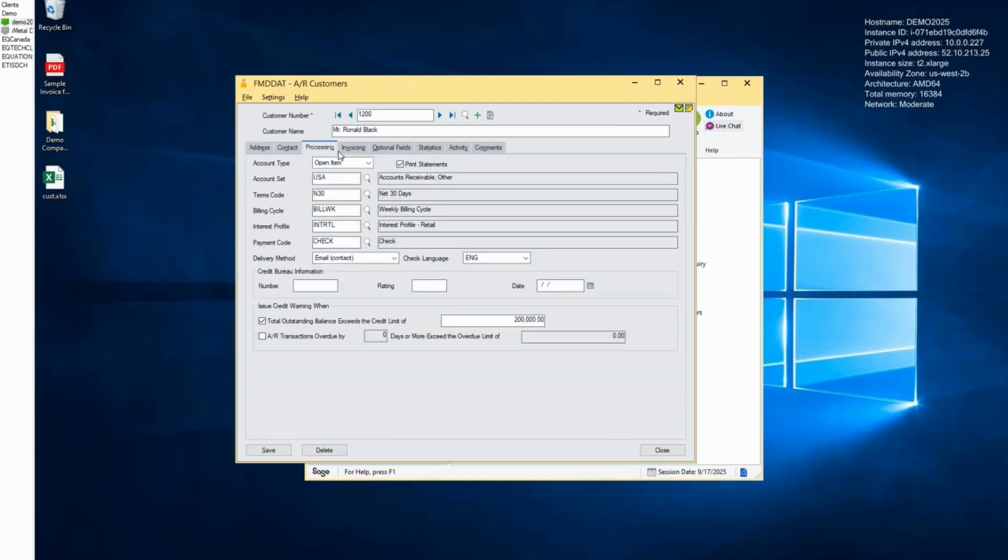All right, so of course our primary thing is right here on the processing tab for the customer: do you have a credit limit set, right? Very simple, low level part of your process is are you using the credit limit functionality of Sage? So let me explain a little bit how that works.